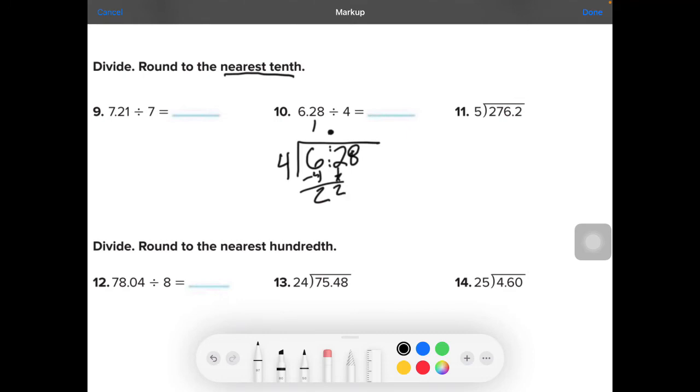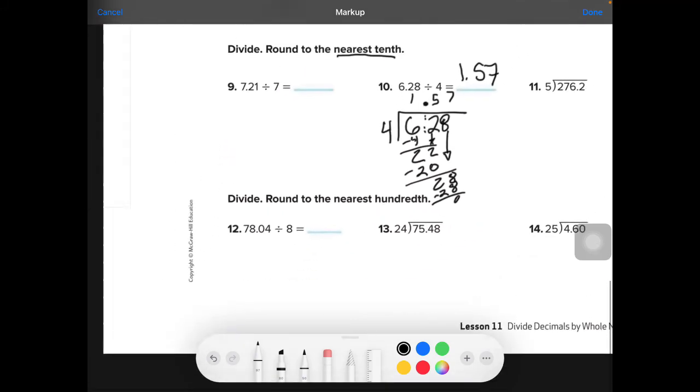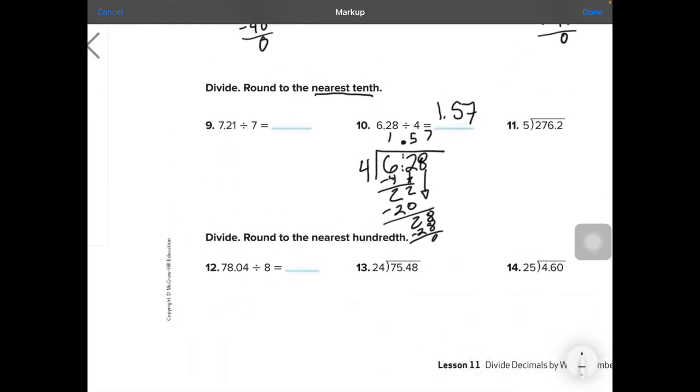Bring down the 2. 4 will go into 22 5 times. 5 times 4 is 20. There's 2 left over. Bring down the 8. 4 will go into 28 7 times. 7 times 4 is 28. So then we know our number is 1.57. If you're still struggling about where to put the decimal, go ahead and raise your hand and somebody will come over and help you figure it out.